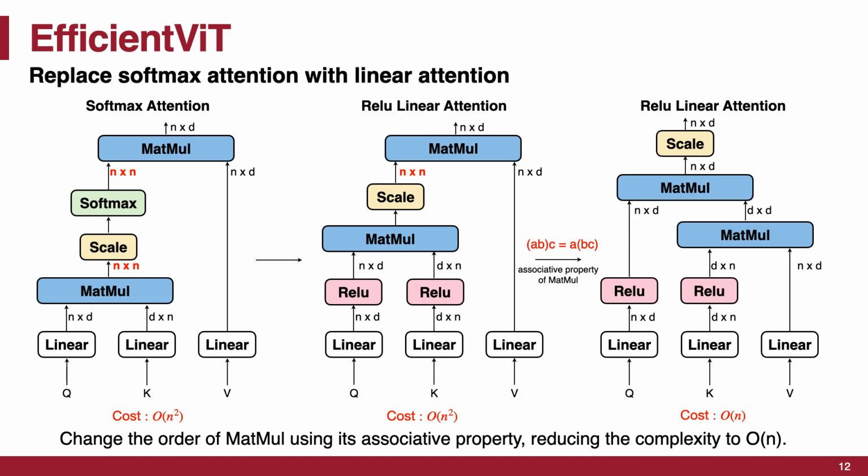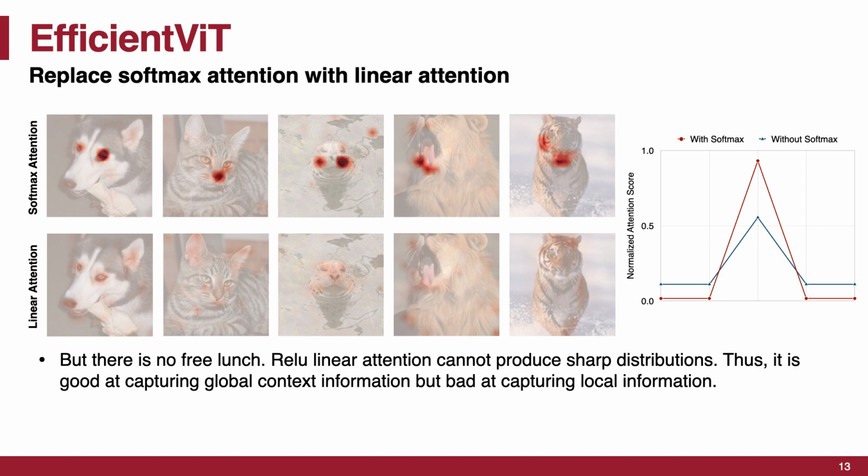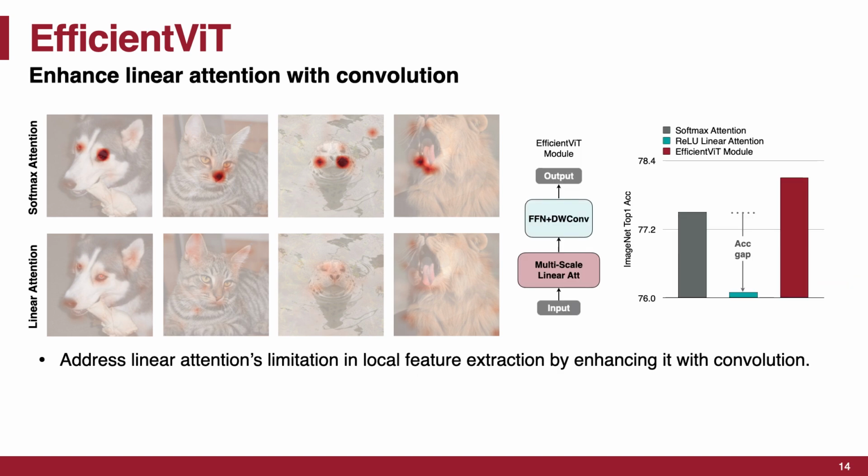Apart from applying CAN to existing diffusion transformers, we also apply CAN to EfficientViT that is more friendly for high-resolution vision. The key design of EfficientViT is to replace the heavy softmax attention in transformer with lightweight ReLU linear attention to break the efficiency bottleneck. However, there is no free lunch. ReLU linear attention cannot produce sharp distributions due to the lack of nonlinear activation function, making it bad at capturing local information.